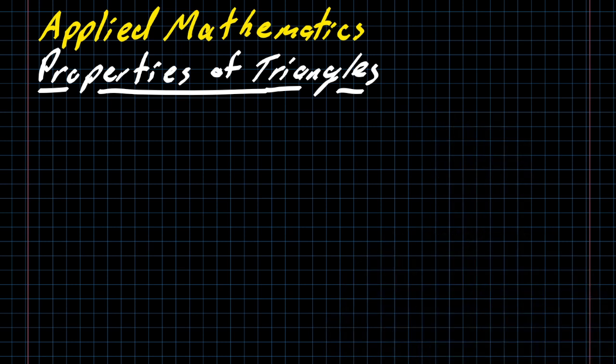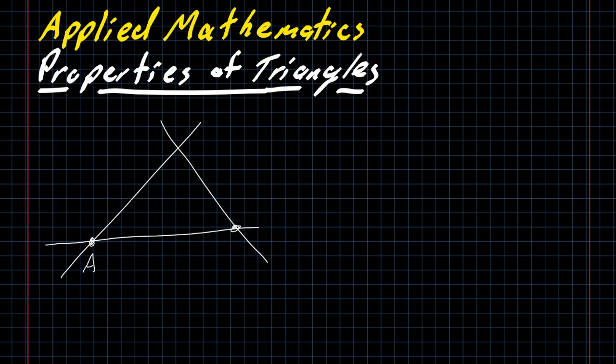The first thing that I want to remind you of is that a triangle is formed by the intersection of three lines, pairwise. So we've got line AB, line AC, and line BC all intersecting each other.